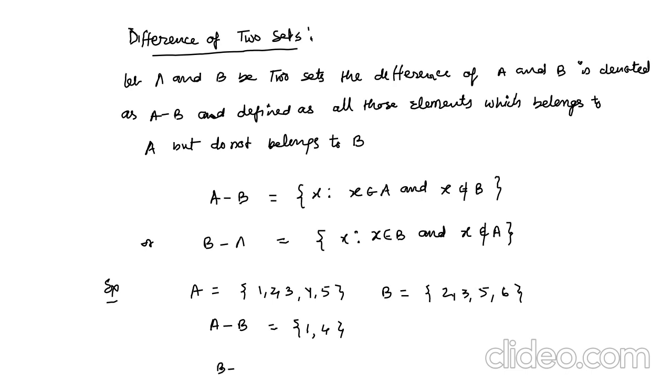And for finding B minus A, what is B minus A for this? 6. Yes, good. So B minus A is 6 only. So this is the difference of two sets. For A minus B, we take all elements which belong to A but don't belong to B. For B minus A, elements which belong to B but do not belong to A.